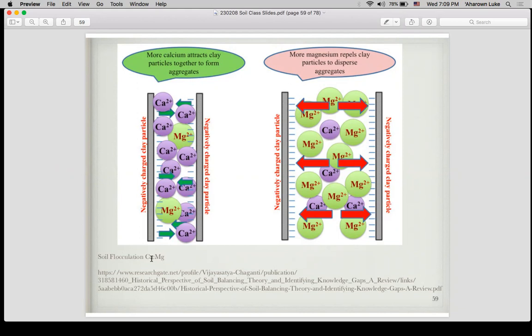So if you are starting to think about nutrient dense food, you want to be able to exchange cations, and to do that, you need to have the soil in a fluffy state. And the fluffy state is when you have the proper balance of calcium to magnesium. Magnesium repels clay, and it has a larger cation.